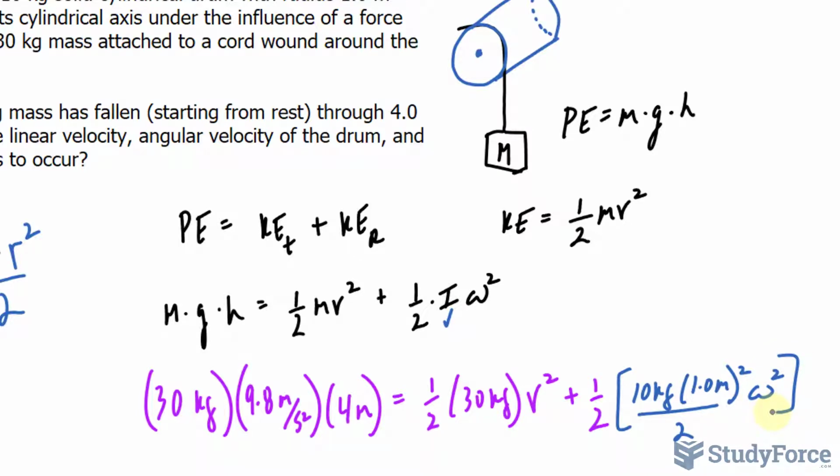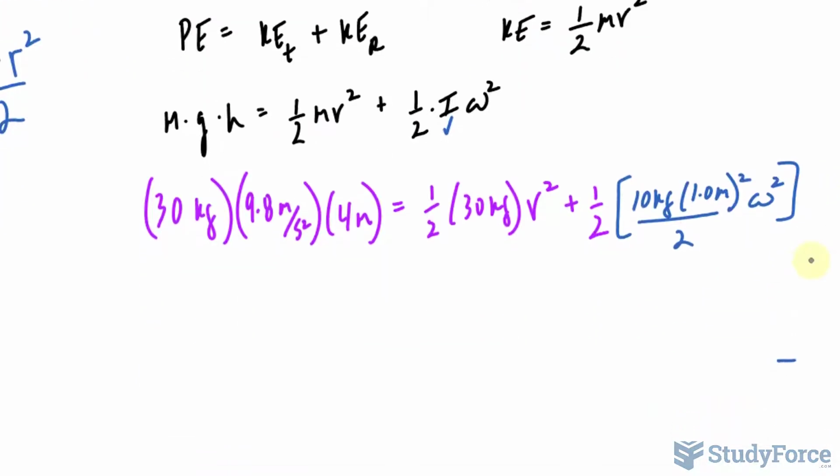Now, as you can see, there are some problems here. This equation has two unknowns. We have v and omega, so you can't technically solve for either of these right away.